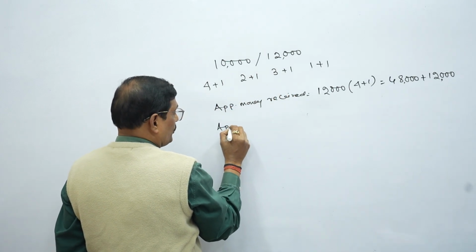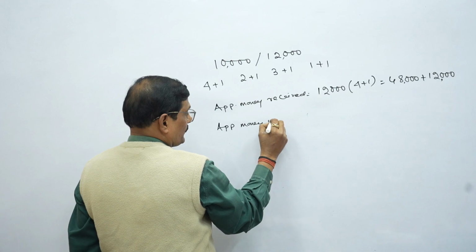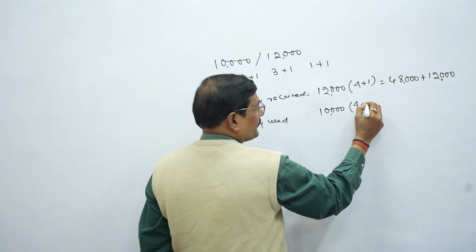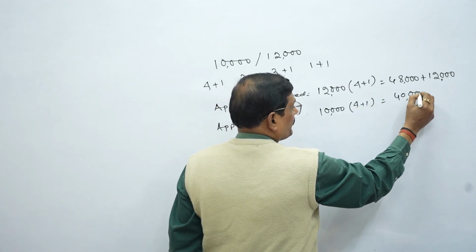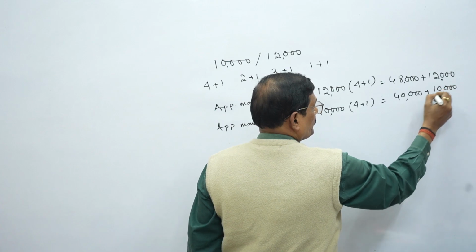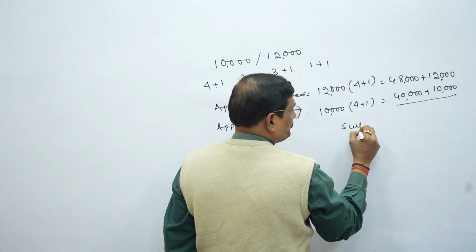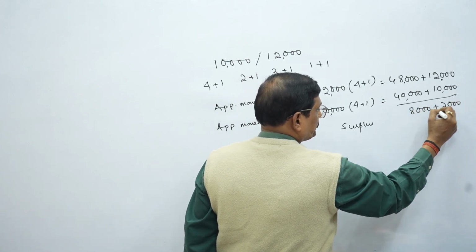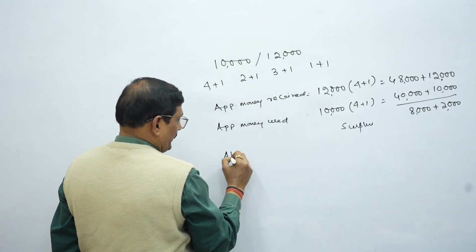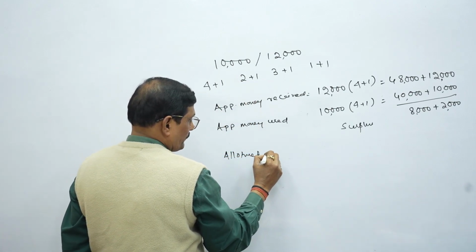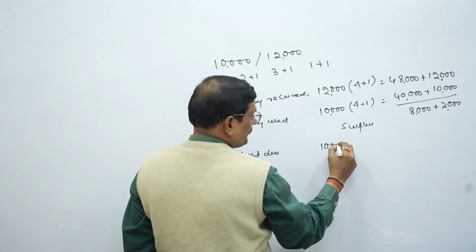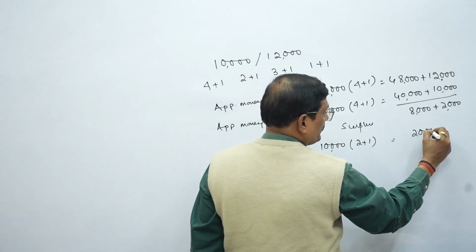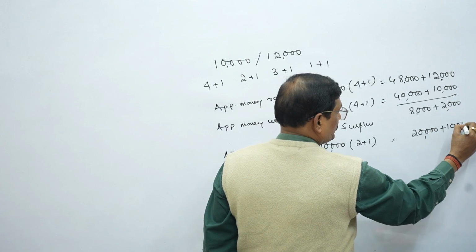Then application money used, that is 10,000 into 4 plus 1, that is 40,000 plus 10,000. Now there is a surplus of 8,000 plus 2,000. Now allotment due, that is 10,000 into 2 plus 1, that is 20,000 and 10,000.